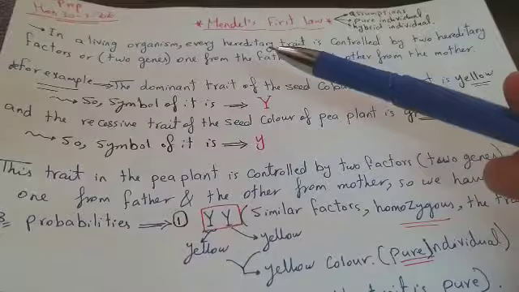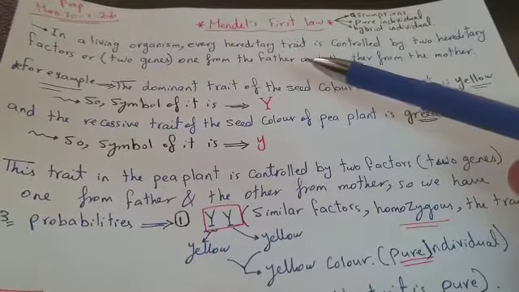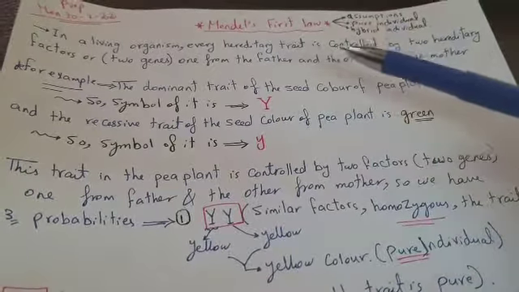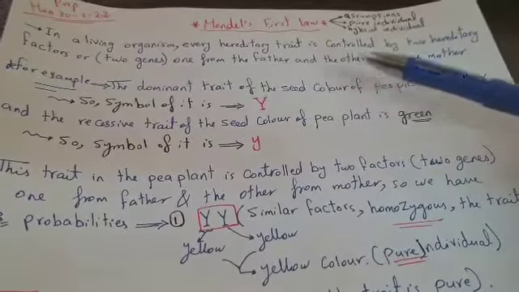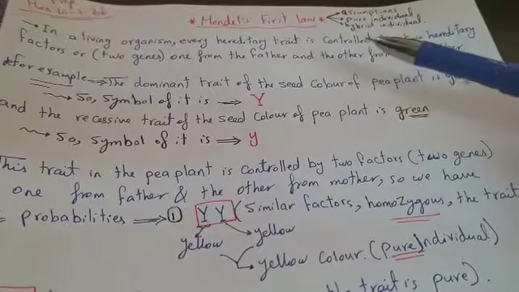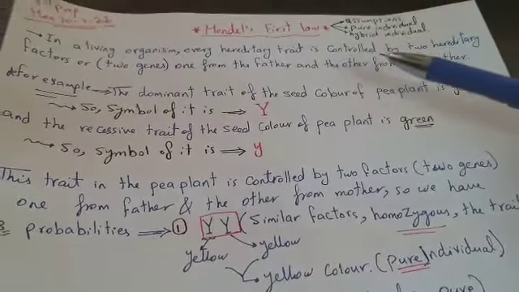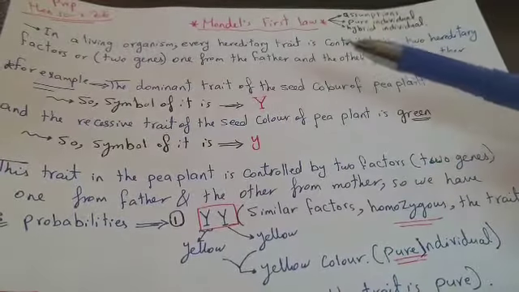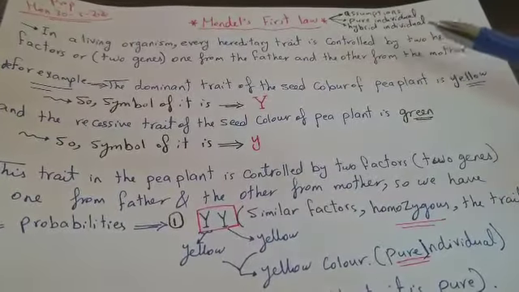In any living organism, every hereditary trait in your body is controlled by two hereditary factors, or two genes. One comes from the father and the other one comes from the mother.